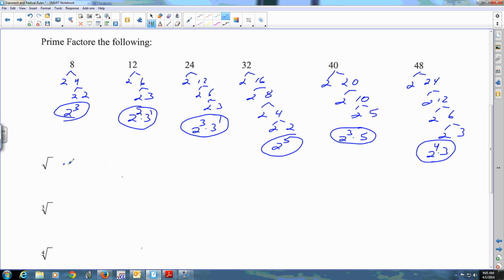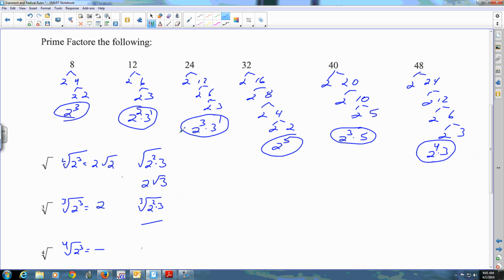So if you're square rooting 2 cubed, 2 goes into 3 once with 1 left over. If you're cube rooting 2 cubed, you just get 2. If you're fourth rooting 2 cubed, nothing happens because the exponent's not big enough. So square rooting 12 would be 2 squared times 3. 2 squared pops out as 2, and the 3 stays as square root of 3. Cube rooting 2 squared times 3, so cube rooting 12, nothing's going to happen. Fourth rooting 12, none of the exponents are big enough, so nothing's going to happen.